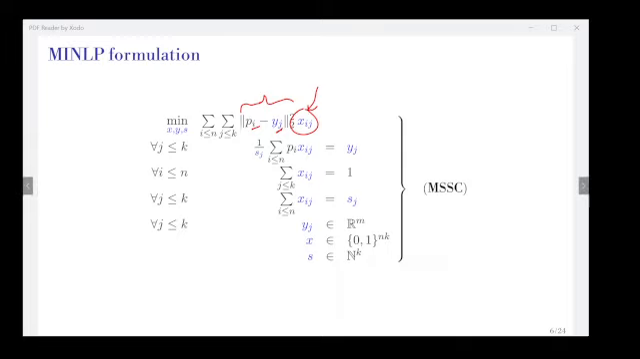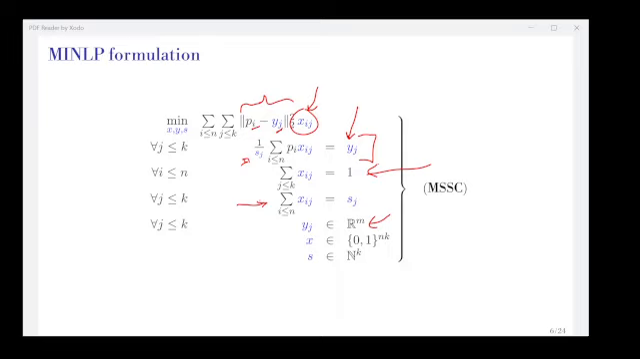Then you have the definition of a centroid. These y's are vectors, so y_j is itself a vector in R^m. 1 over s_ij, where s_ij would be an integer variable that denotes the cardinality of the cluster. So this is really the definition of the center of mass and nothing more. And finally, this is the partitioning constraint that says that each point has to be assigned to exactly one cluster.